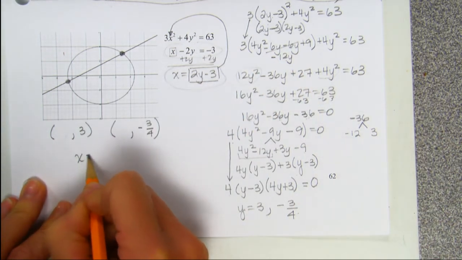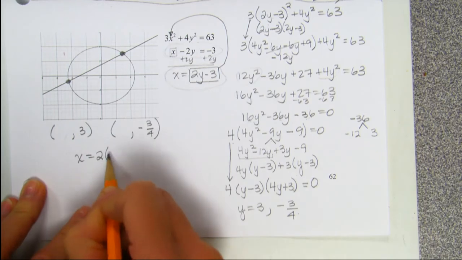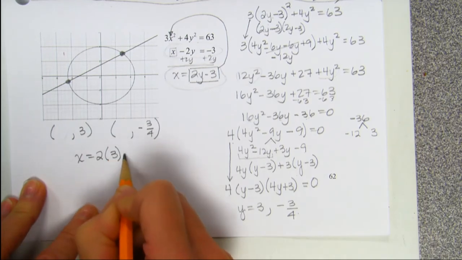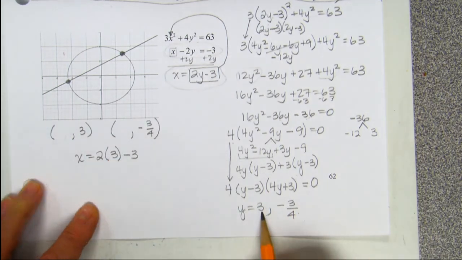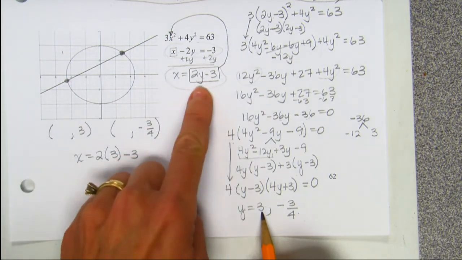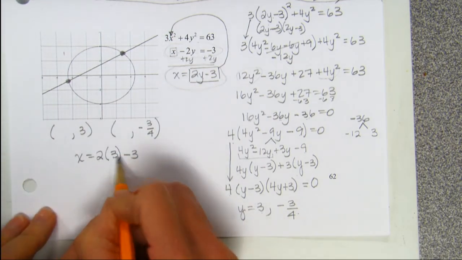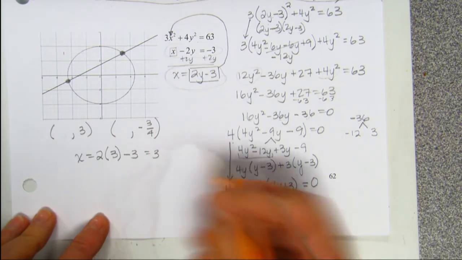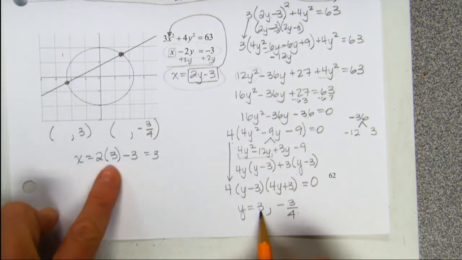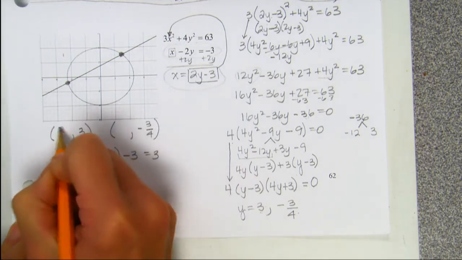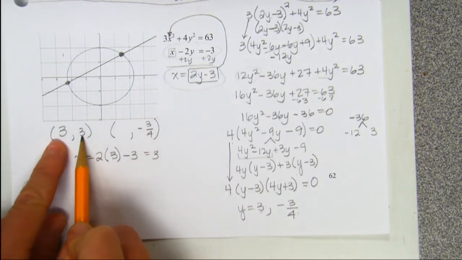But my x is equal to 2 times my y. Let's do the 3 first. Minus 3. I plugged in this 3 for y. 2 times 3 is 6. 6 take away 3 is 3. When you plug in the 3 for y, you get a 3 for x. This goes with its partner. Do not put it in the other set of parentheses. It goes with 3.